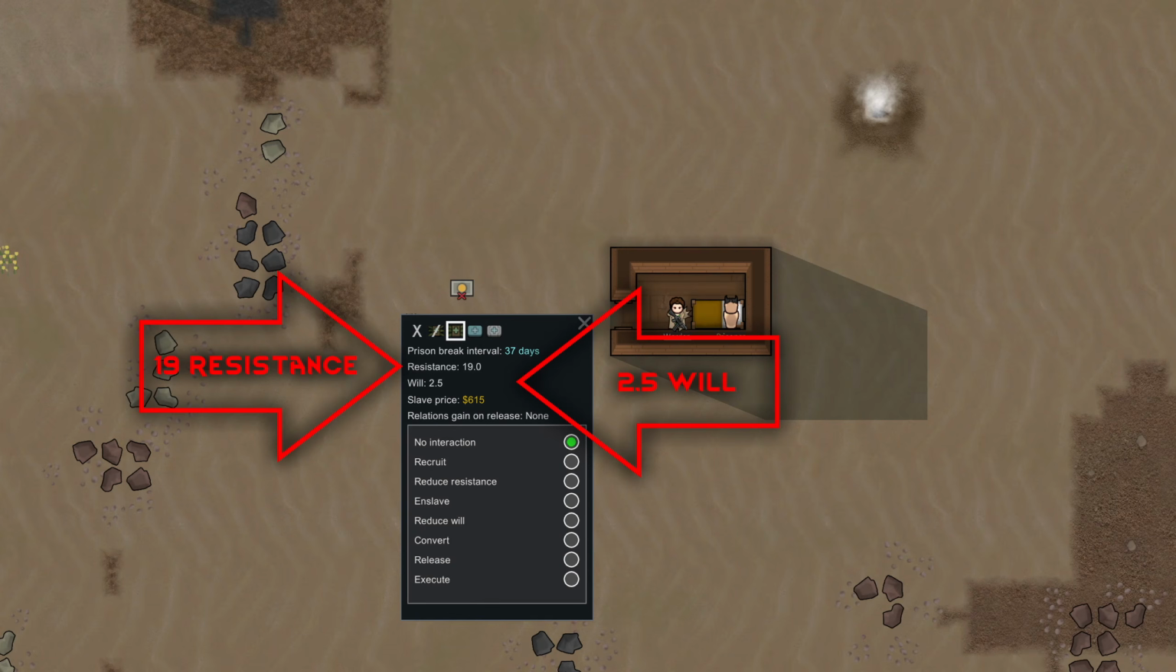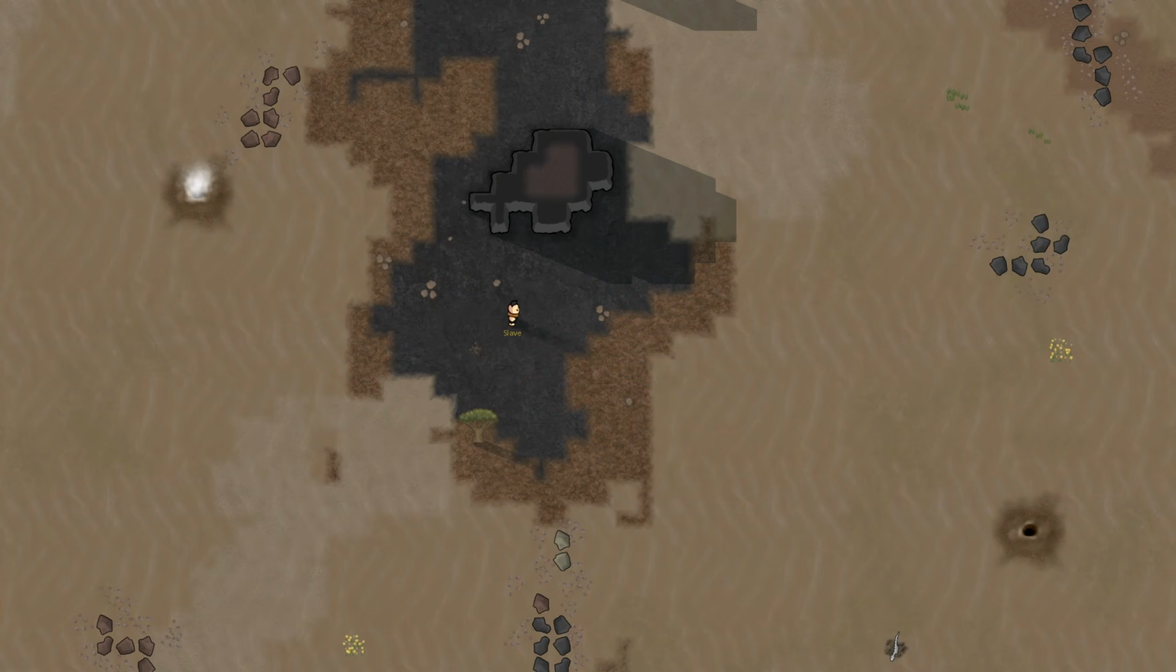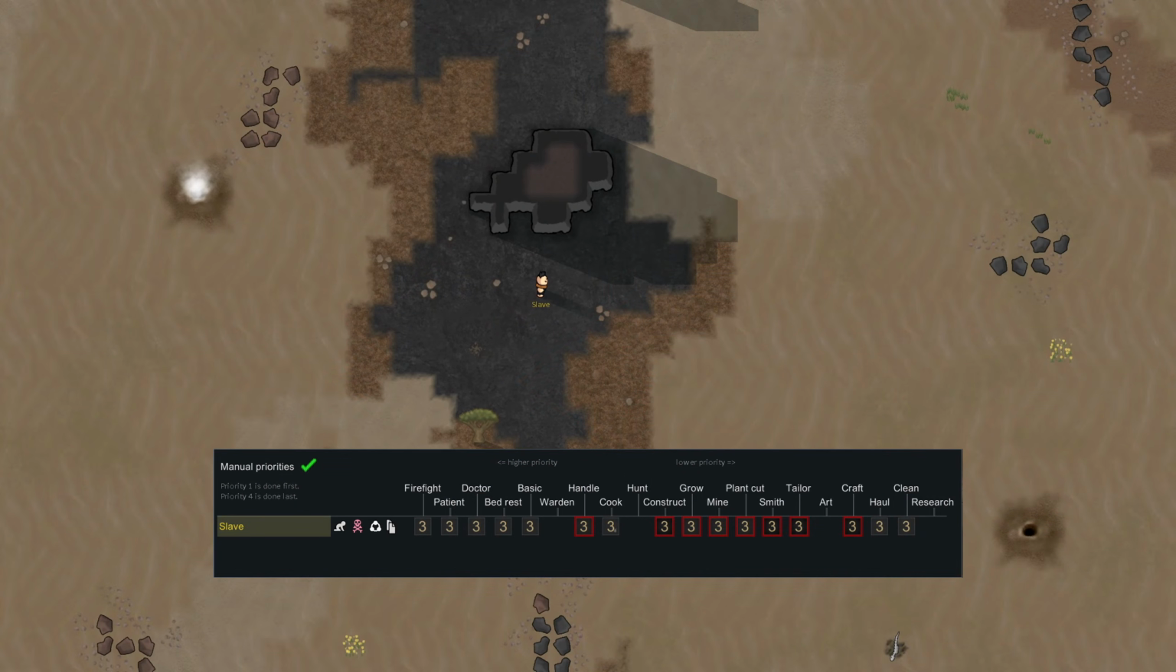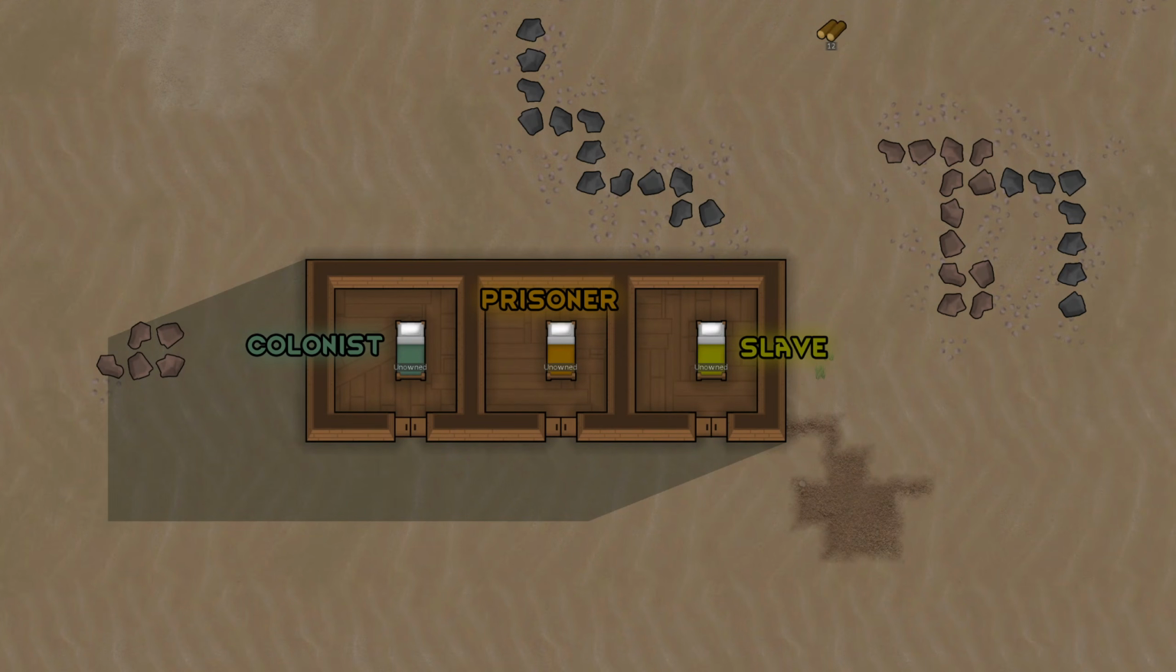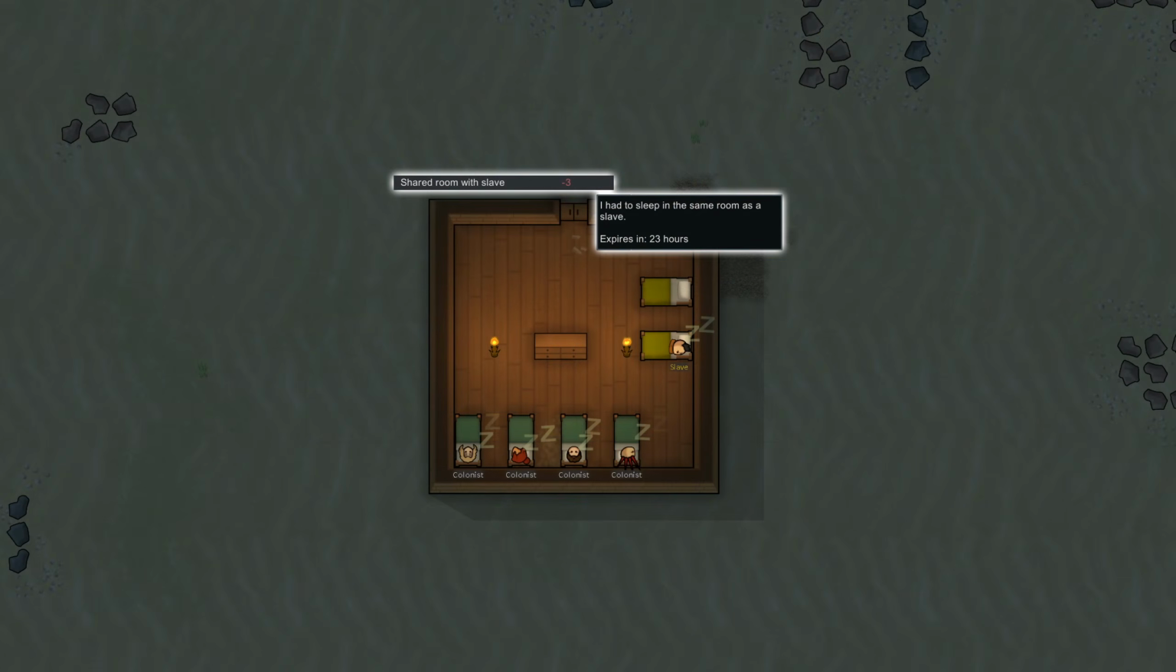Once enslaved, the new slave will ignore their previous working capabilities, but now become incapable of hunting, making art, research, wardening, or working at a drug bench. They'll require a slave bed, which is a new classification of bed, identical to that of prisoner beds and colonist beds. To note, colonists do not like sharing a barracks with slaves.